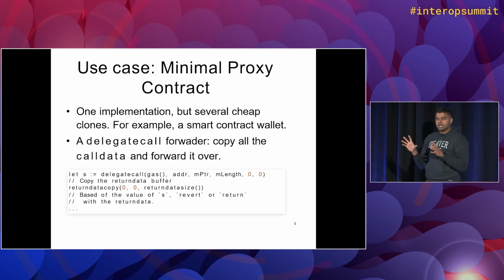As a practical example, this is used in many smart contract wallets where there is one implementation contract that can be pretty big and you want to have cheap copies of it. It's typically called clones. So the clones can be very cheap to deploy and still have the same functionality.